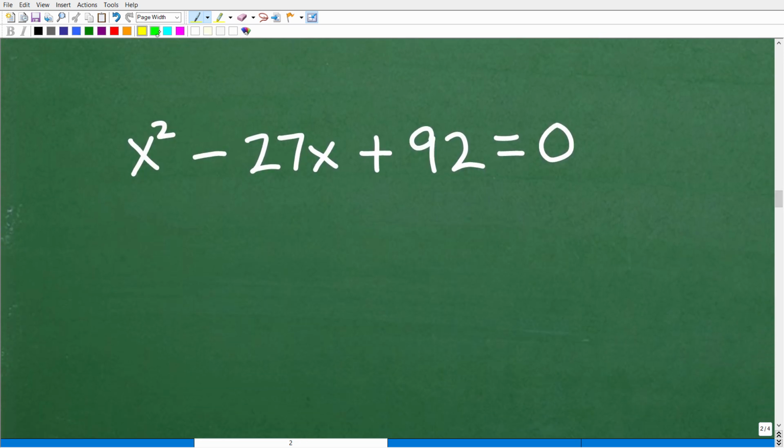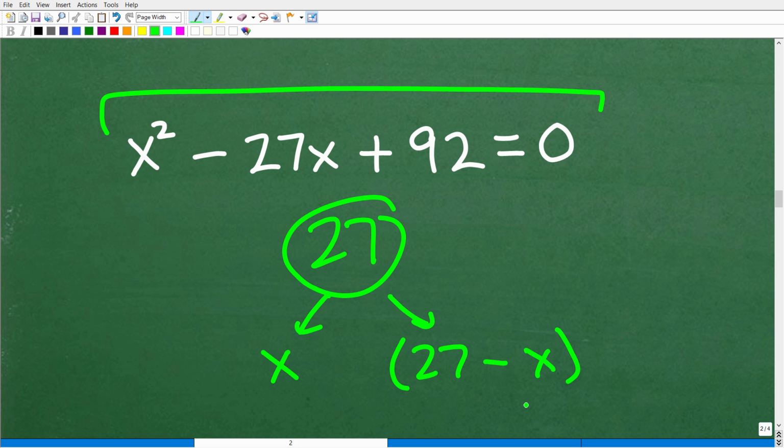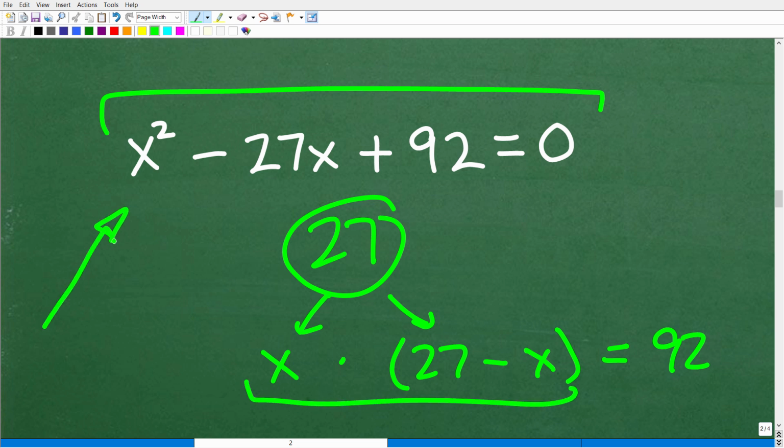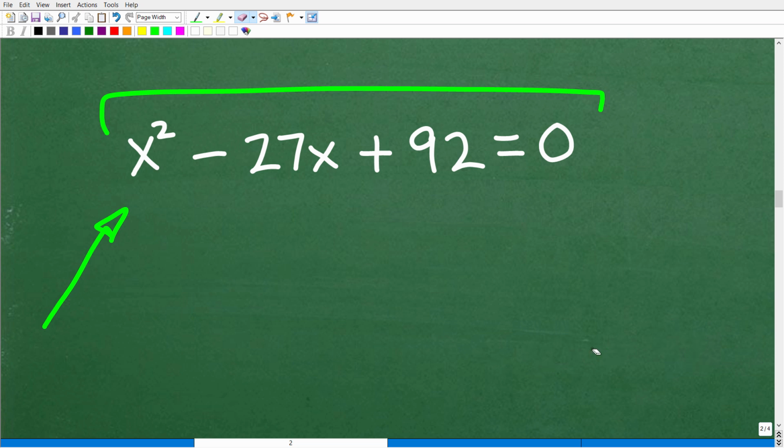All right, so if we solve this quadratic equation, we will find our two numbers. We took 27 and broke it up into two parts. One number is x, and the other number is 27 minus x. We know that the product of these two numbers is 92. When we did all this algebra, we ended up with this quadratic equation, and if we can solve for x, we will find these two numbers.